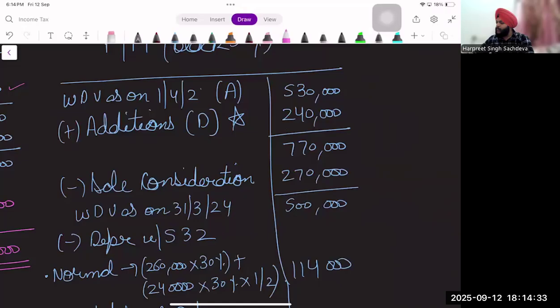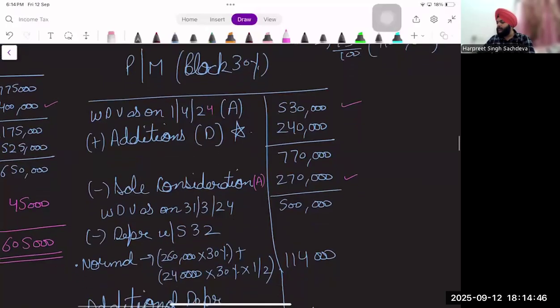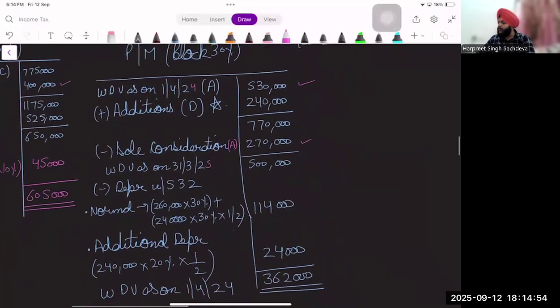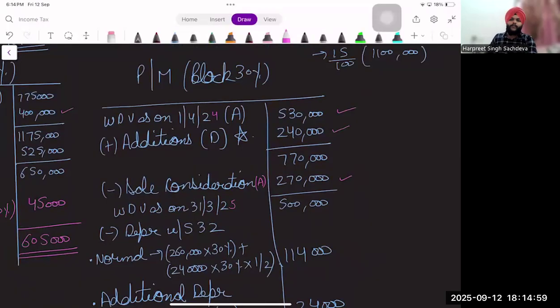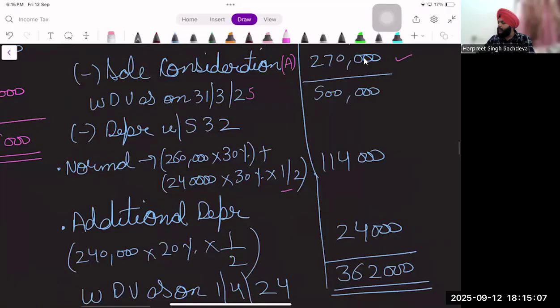1st April 24, 5,30,000. Add additions. Plant D for rupees 2,40,000 with a star. Then sale consideration is plant A for 2,70,000 and closing WDV as on 31st March 2025 comes out to 5 lakh, and depreciation out of 5 lakh we have to apply half depreciation on 2,40,000. Okay, so 2,40,000 at 30% into 1 by 2 and remaining 2,60,000 with full 30%.